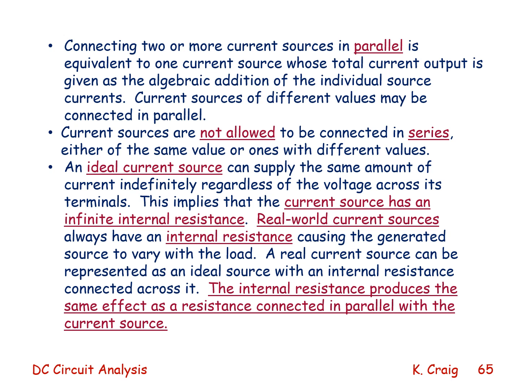An ideal current source can supply the same amount of current indefinitely regardless of the voltage across its terminals. This implies that the current source has an infinite internal resistance. Real-world current sources always have an internal resistance, causing the generated current to vary with load. A real current source can be represented as an ideal source with an internal resistance connected across it. The internal resistance produces the same effect as a resistance connected in parallel with the current source.